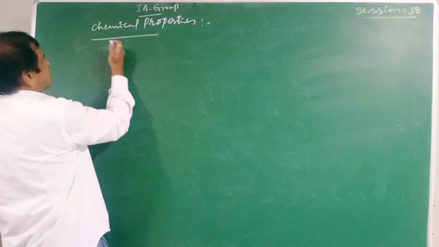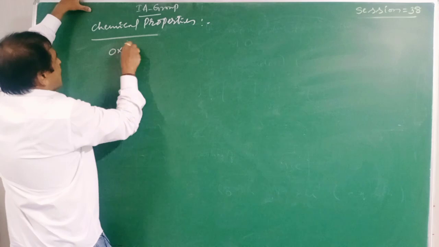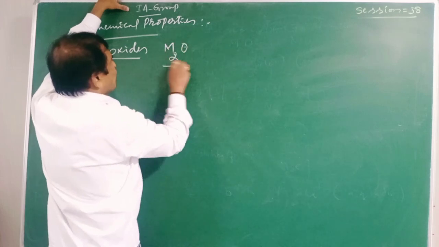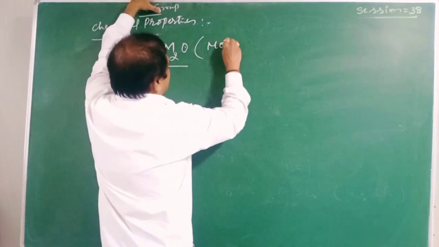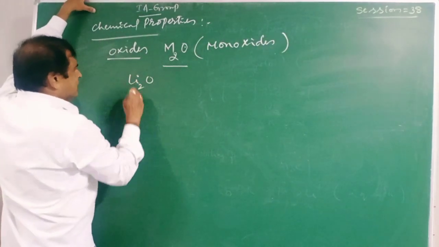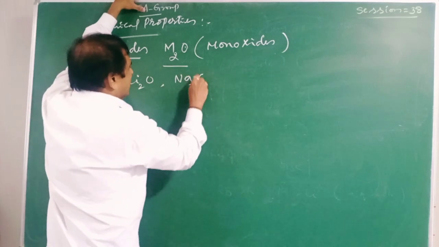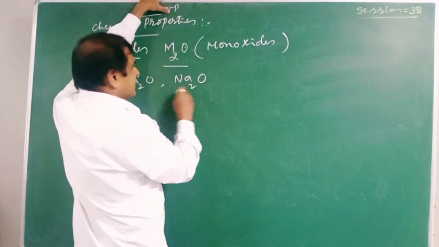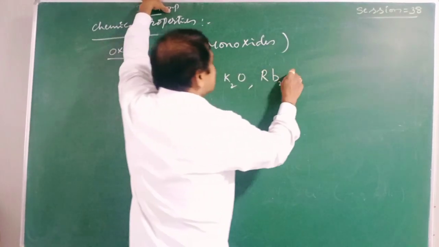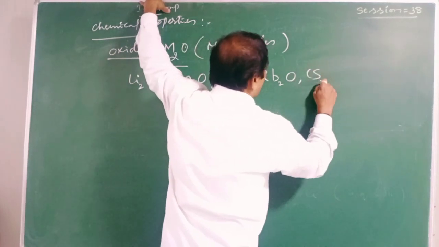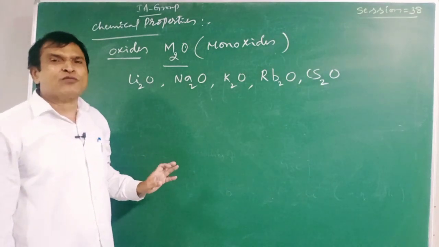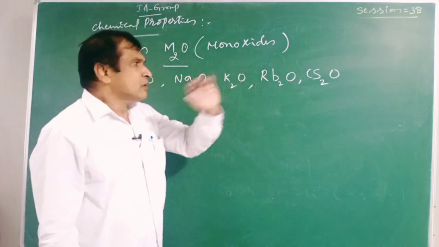That is monoxides. Oxides of alkali metals, that is, they form M2O type of monoxides. The formulas are lithium oxide, sodium oxide, potassium oxide, rubidium oxide, cesium oxide. These are all oxides. All alkali metals can form monoxides.